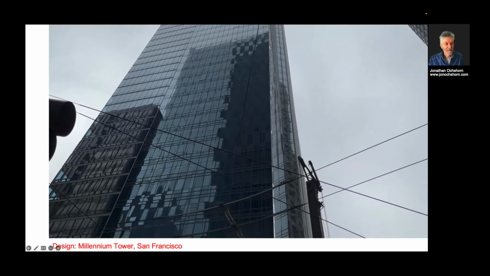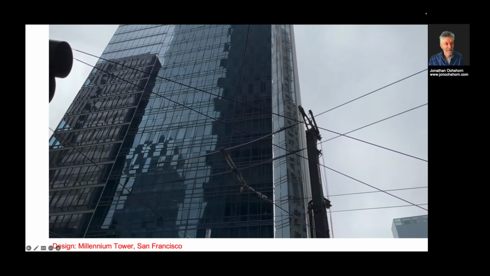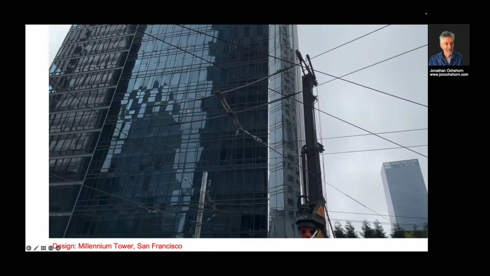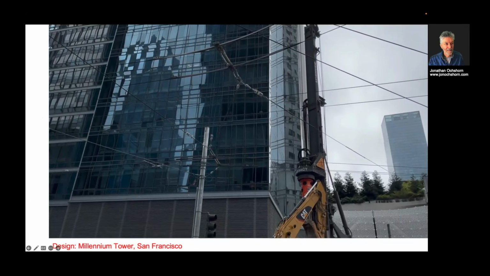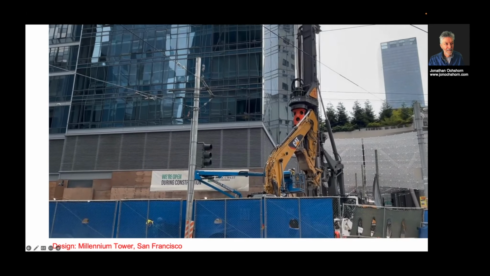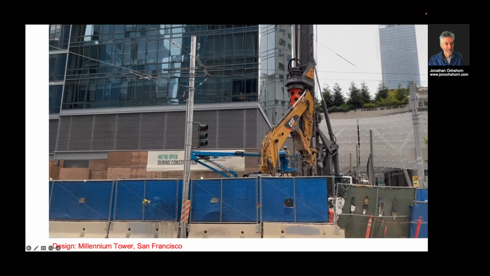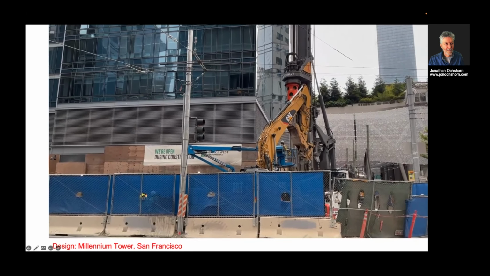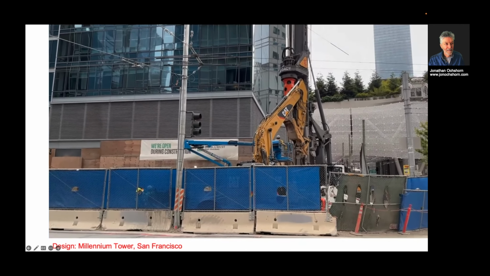This is in San Francisco. I took this video when I went there last month, and I came back with COVID, but I'm not blaming the Millennium Tower for that. See what they're doing? They're drilling piles, and the building's already occupied. It's been occupied for more than 10 years.